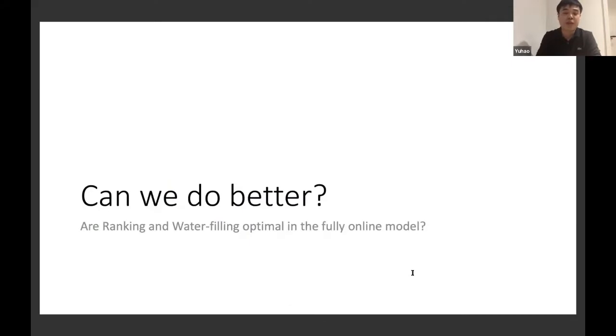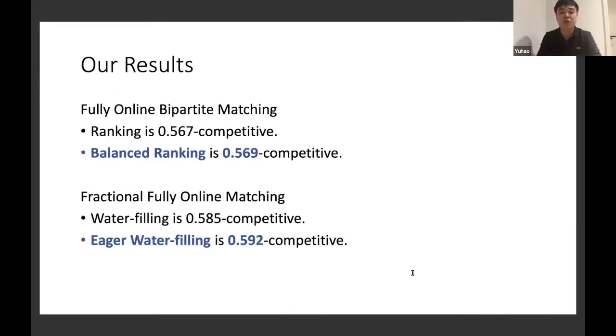So can we do better? In this paper, we answer this question: yes. In the integral version, we design an algorithm called balanced ranking, which improves 0.567 to 0.569. And for the fractional version, we design an algorithm called eager water filling that is 0.592 competitive.